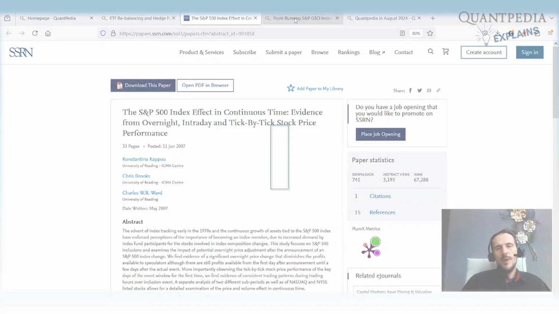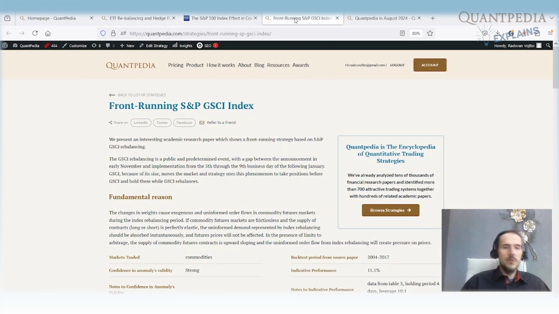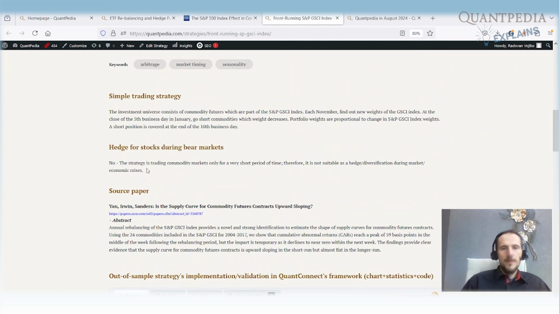Another interesting paper is about the S&P GSCI index. S&P 500 is not the only index. There are a lot of other indexes. One of them is S&P GSCI, which is a commodity index. Once again, there is an interesting paper which shows a strategy where each November you can find out the new weights of the GSCI index, because in November those new weights are transparently stated. And in January, the GSCI index rebalances.